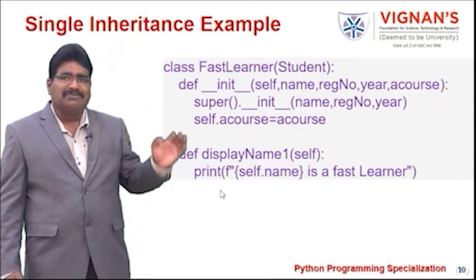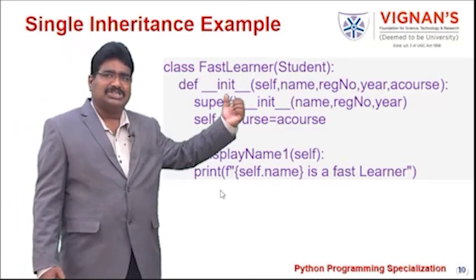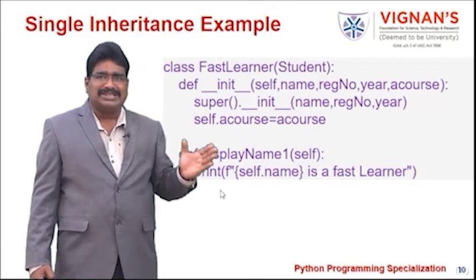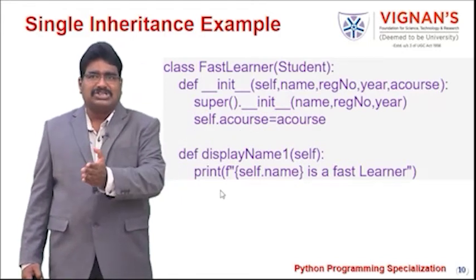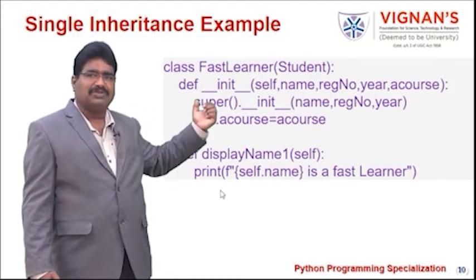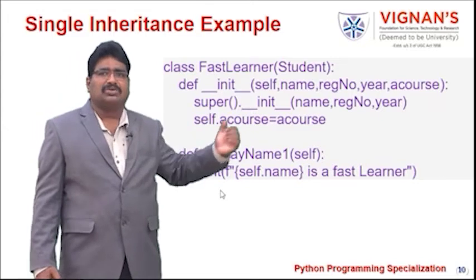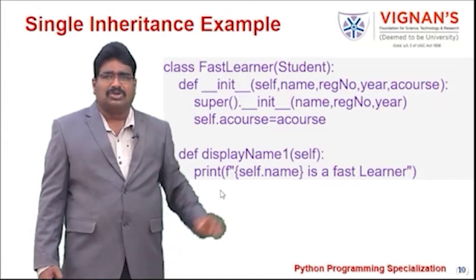That is nothing but we simply call the student class constructor with the name, register number and year to assign the values to the fast learner object parameters name, register number and year. In addition to that, the fast learner has one more attribute, additional course. For that reason we are assigning self.course equal to the course.